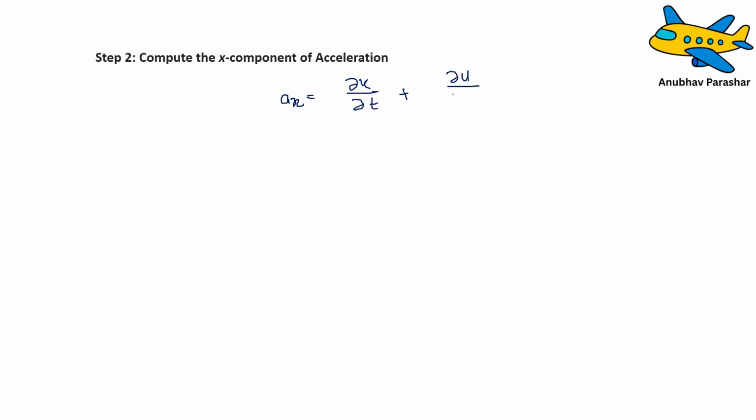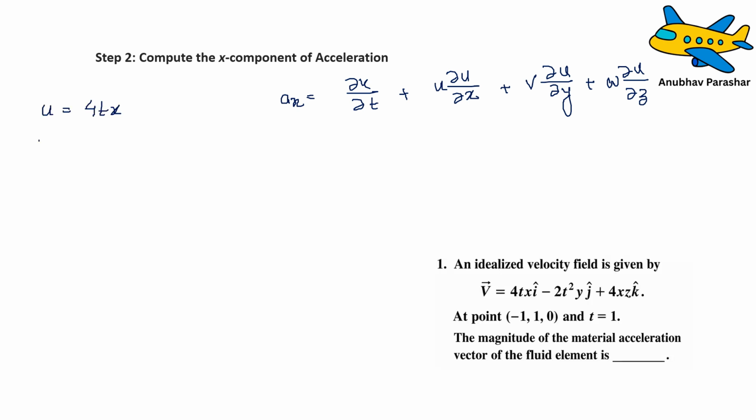Rate of change of u with respect to x multiplied by the velocity in x direction, plus rate of change of u in y multiplied by velocity in y direction, plus rate of change of u in z multiplied by velocity in z direction, right? Now, what is u? We know it is 4tx. We have already seen, right? What is v? v is minus 2t square y, right? And what is w? w is 4xz, right?